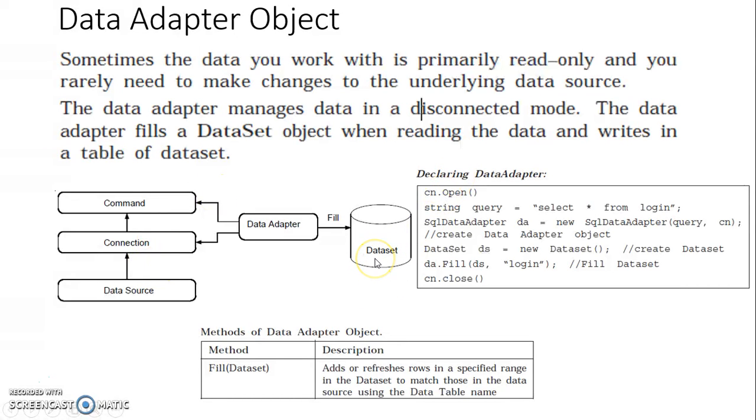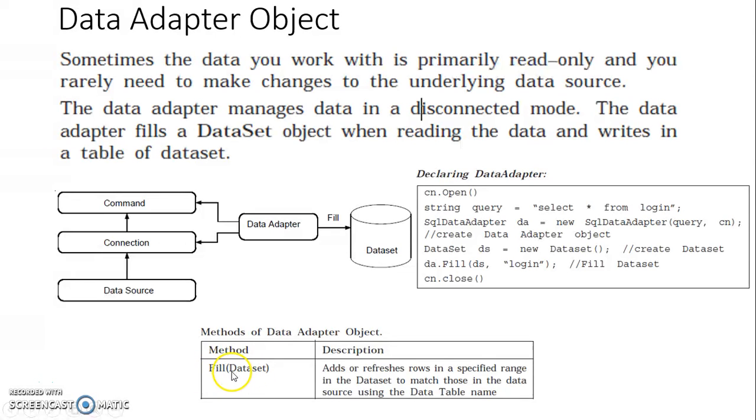How is the syntax specifically working? You can have a string, your select query, a data adapter, your data set, and da.Fill. Fill is a method which will get you a data table based on your query. So whatever data is in the login table, you will have it in the DS. And connection open and connection close are optional because it's a disconnected architecture. You can write them or you can avoid them. Both ways will work.